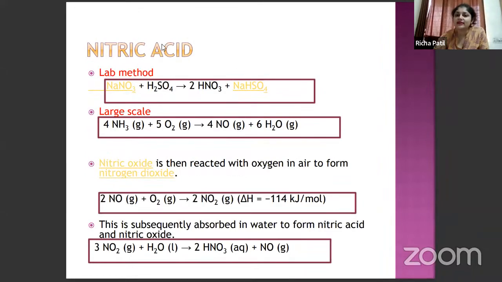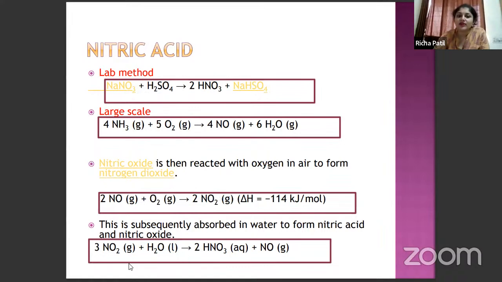Next is nitric acid. How do you prepare it? The lab method is sodium nitrate plus H2SO4, giving you nitric acid. Then there is the large scale method. These are the various preparations of nitric acid, so you can just go through the reactions. For the large scale, ammonia plus oxygen: when you treat ammonia with oxygen, you get nitric oxide plus H2O. Nitric oxide is then reacted with oxygen in air to form nitrogen dioxide. So this is a large scale method.